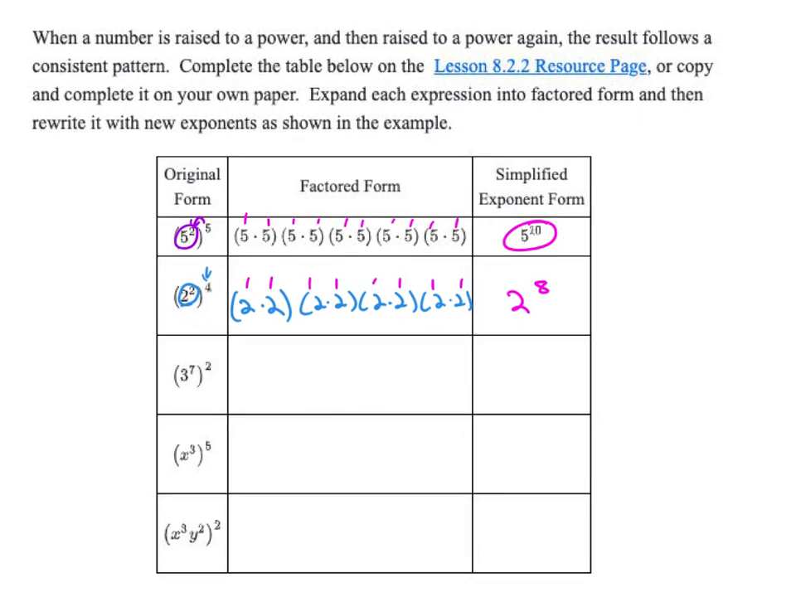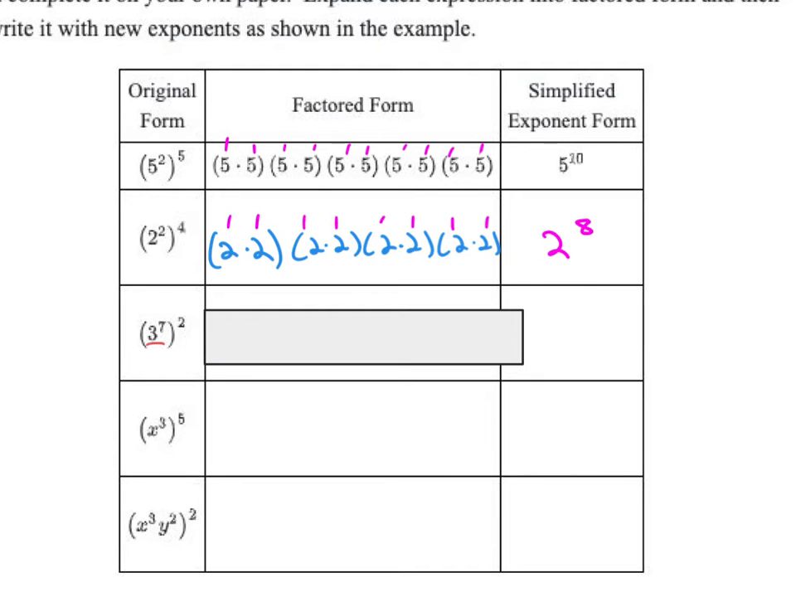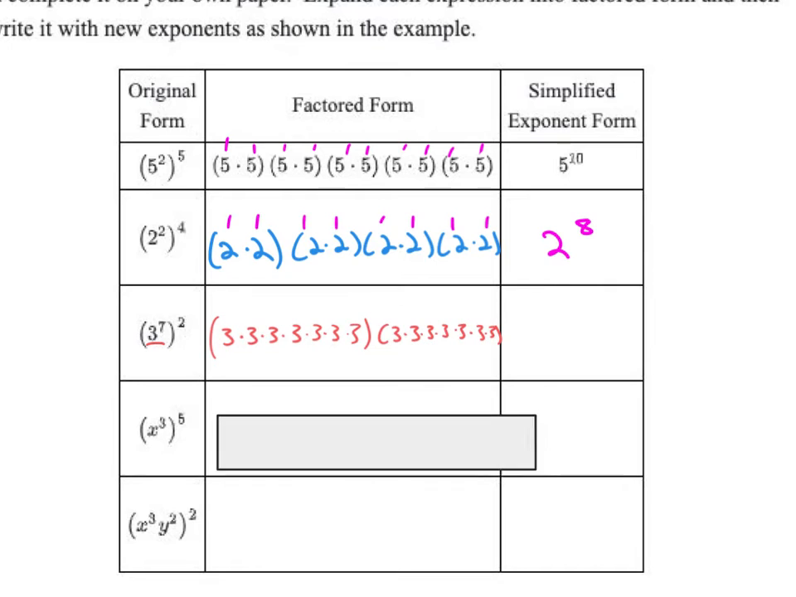Pause the video here for a second and remember what they said in the question. The result follows a consistent pattern. What do you see is the pattern here happening from 2 raised to the 2nd raised to the 4th, or 5 raised to the 2nd raised to the 5th? What's producing our consistent pattern result here? Pause the video and see what you think. Okay, now it's time to check your idea here. So let's see what we come up with here.